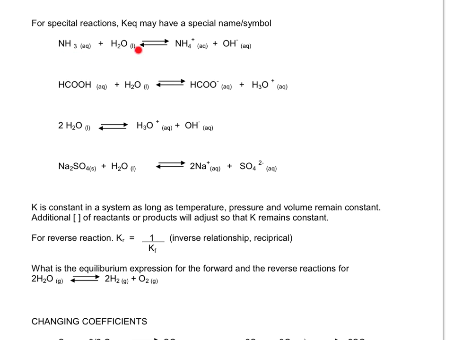We have ammonia in water. Ammonia is a special type of substance. It's a base. So when it's in water, it dissociates, you get NH4 plus and OH minus. And so this is a base dissociating in water. So this is base dissociation. And so instead of just calling it KQ, we give it a special name, we call it KB. But it's the same thing as KQ.